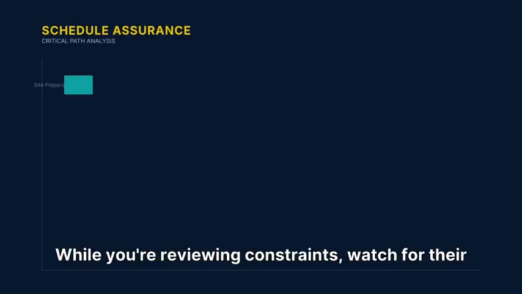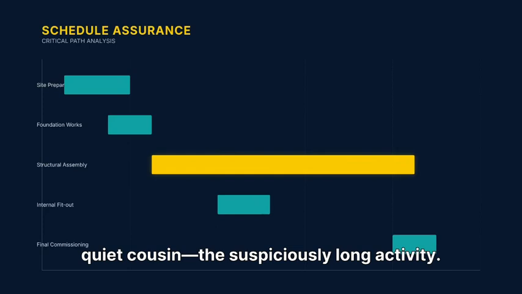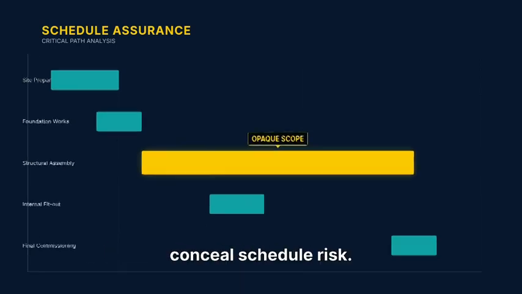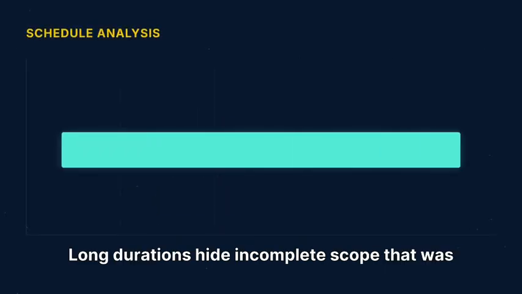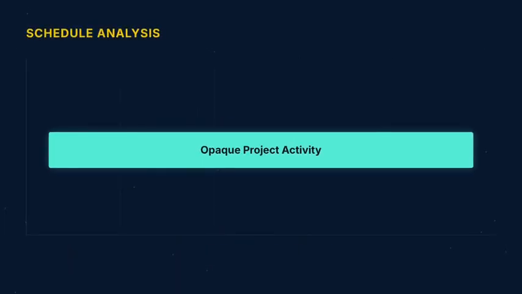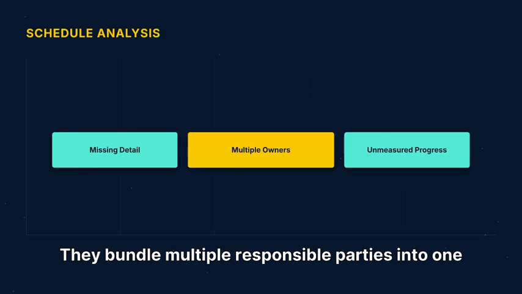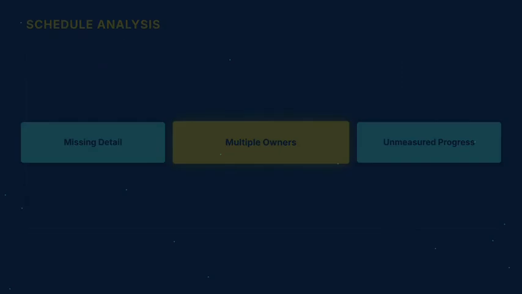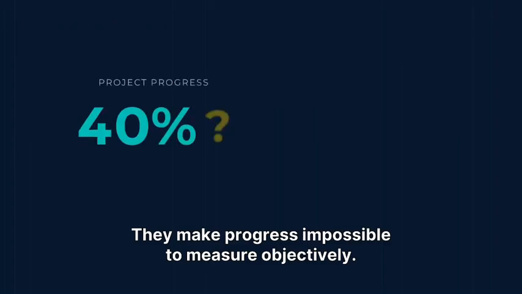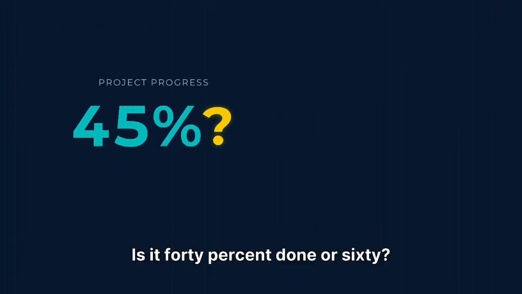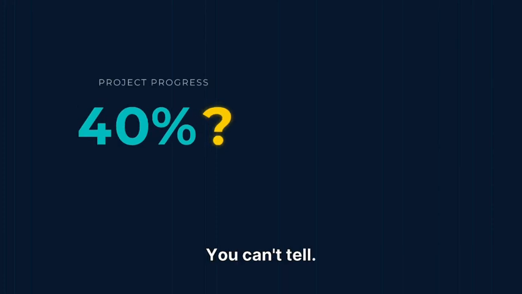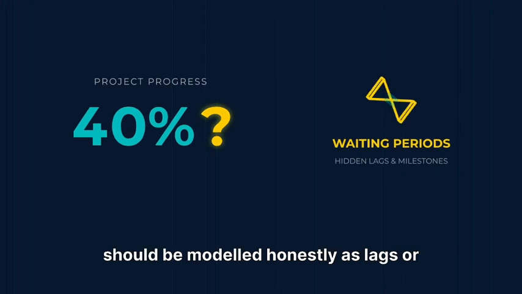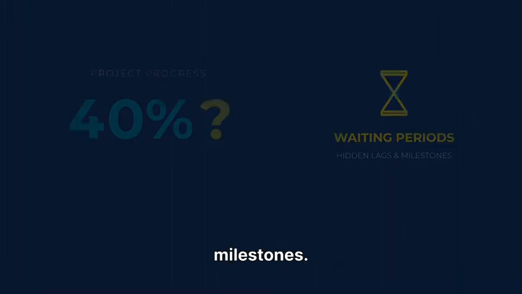While you're reviewing constraints, watch for their quiet cousin, the suspiciously long activity. Long durations are a classic way to conceal schedule risk. Long durations hide incomplete scope that was never broken down. They bundle multiple responsible parties into one bar, meaning nobody is truly accountable for the whole thing. They make progress impossible to measure objectively. Is it 40% done or 60%? You can't tell. They also often hide waiting periods that should be modeled honestly as lags or milestones.